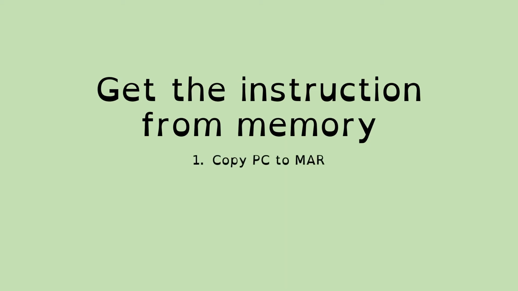In order to do that, we need to take the contents of the program counter and put it in the memory address register, and then we need to read from the memory, which will take the relevant piece of information from the memory into the memory data register, and then we need to copy the memory data register into the op register, which is where it's going to be interpreted.